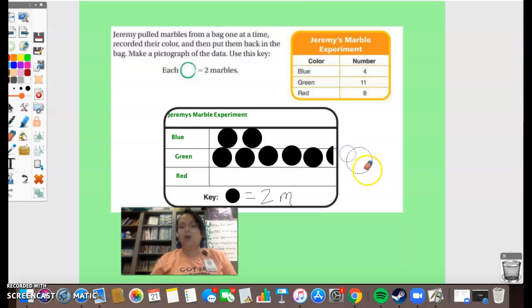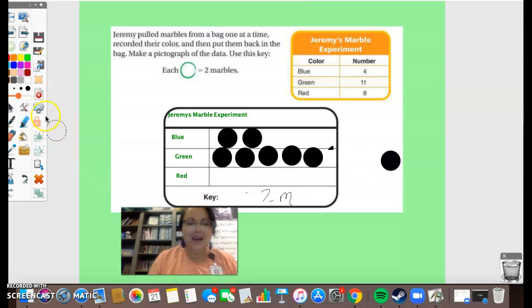It's not erasing it. Oh, there we go. Okay. So do you see how we had to erase? Now it's erasing. Oh my word, y'all. Sometimes the laptop is mean to me. It's just delaying it for some reason.